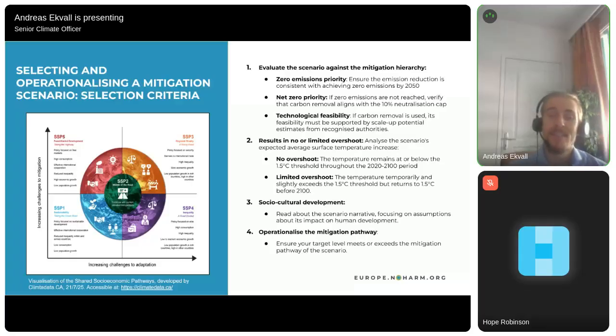Third, we need to assess the socio-cultural development. And here we focus on the underlying assumptions of the scenario. We choose a scenario that is aligned with a vision of the future and reduces impact on human development and fundamentally has a positive impact on human development. And finally, your target levels and your target trajectory should be developed to be equal to or to exceed the ambition of the scenario.